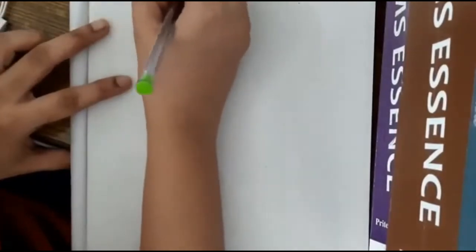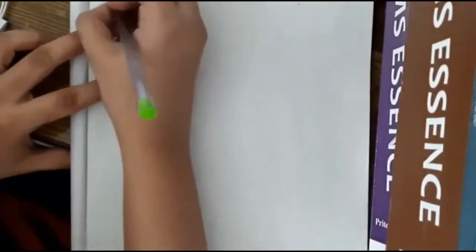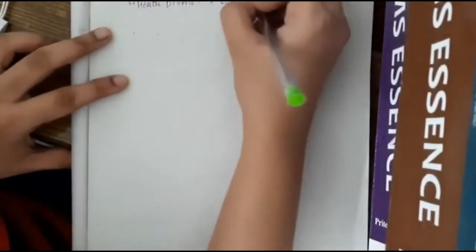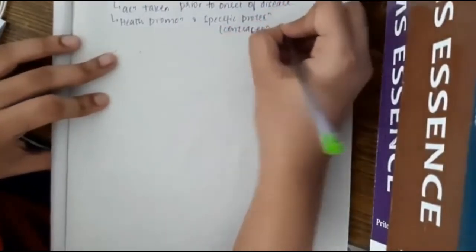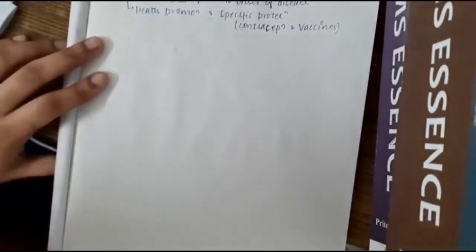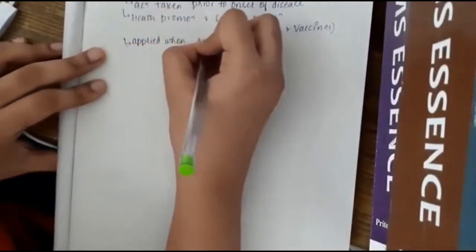Then we have primary prevention. In primary prevention, action is taken prior to the onset of disease. Even before the occurrence of the disease, the action is taken. In the primordial level, we take action even before the occurrence of risk factors. In primary prevention, we take action even before onset of disease. This includes health promotion and specific protection.